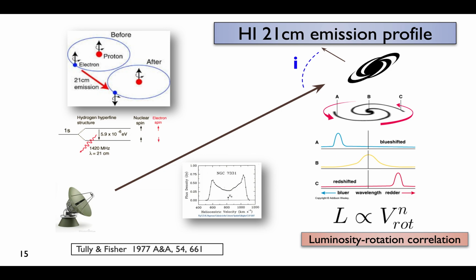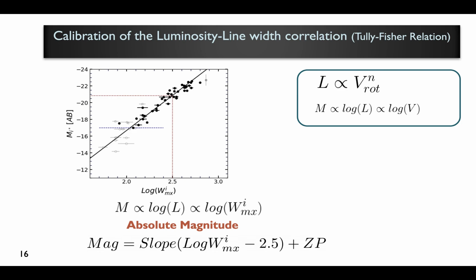If the galaxy is totally edge on, you can still observe the rotation of the galaxy. So before using that relationship, the correlation between luminosity and line widths of spiral galaxies, we need to calibrate it somehow. That relationship is basically a linear relationship between the absolute magnitude of the spiral galaxies and the logarithm of the rotation velocity, which is then proportional to the logarithm of the inclination-corrected H1 21 centimeter line widths. And that linear relationship can be represented by a slope and a zero point.